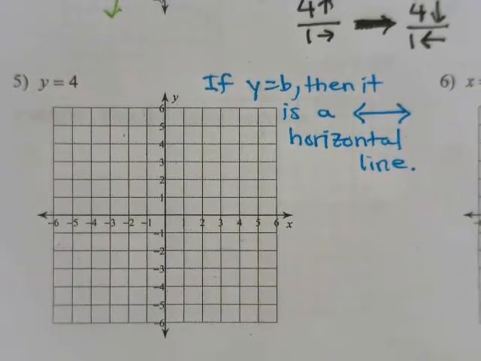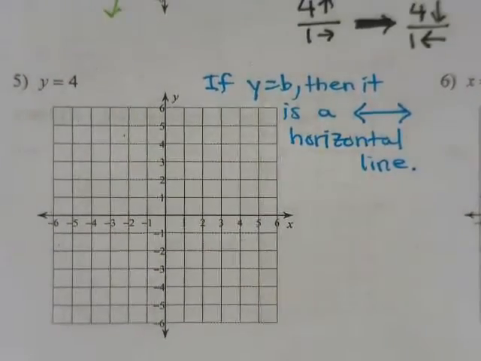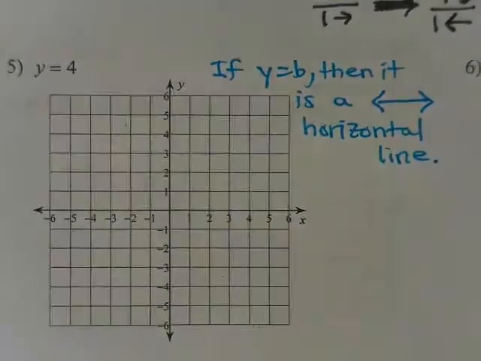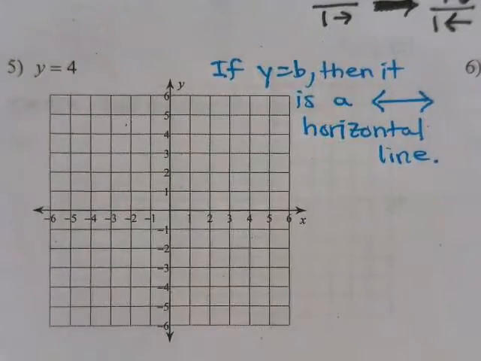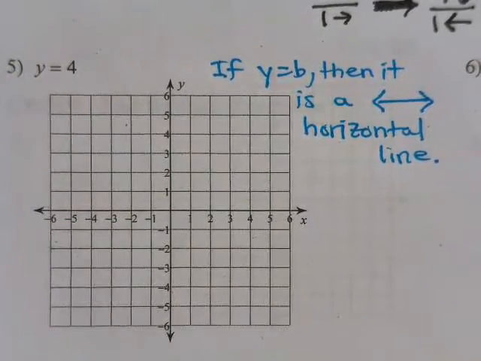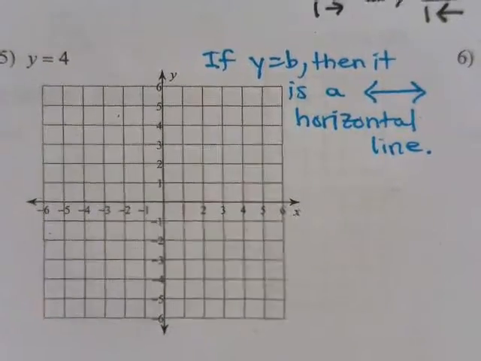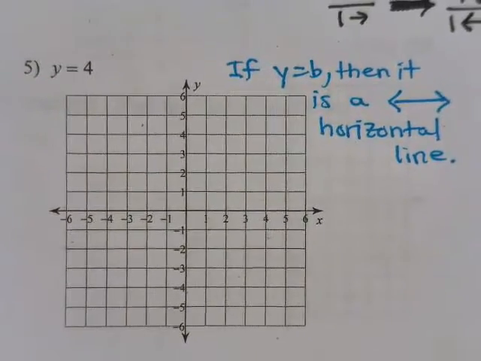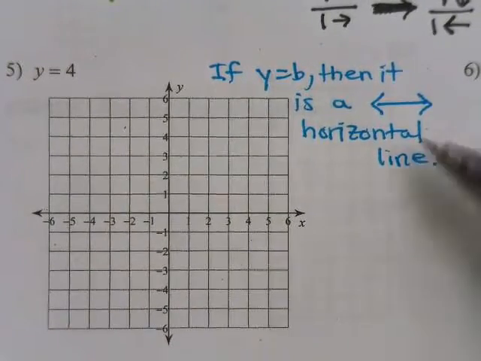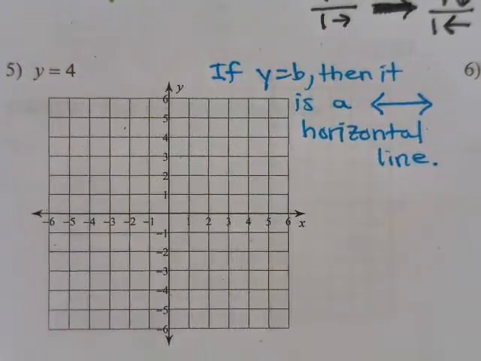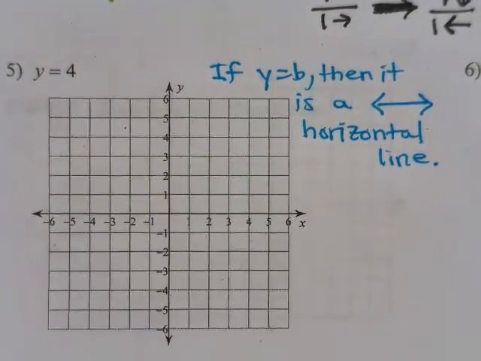So what I've just written, and you guys can write this down too on your paper, if y equals b, and what I mean by b is whatever number, so right now it's 4, it could be a 5, 6, -1, then what kind of line is it going to look like? Then it is a left to right horizontal line.